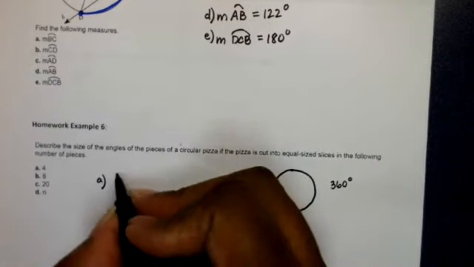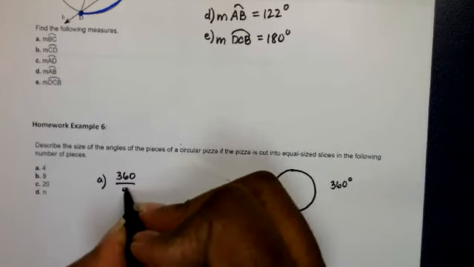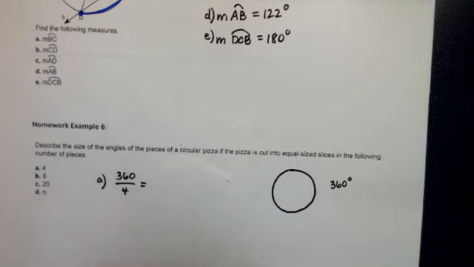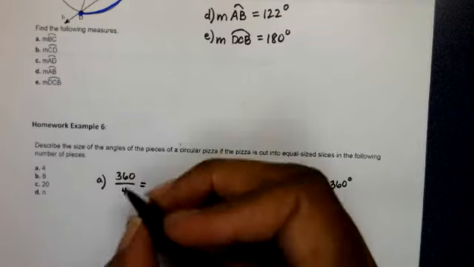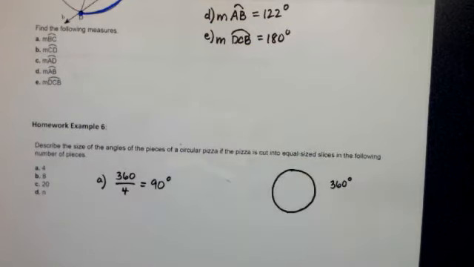So if I do 360 divided by 4, that should give you 90 degrees. So the size of the angles of the pieces of a circular pizza would be 90 degree slices. Okay.